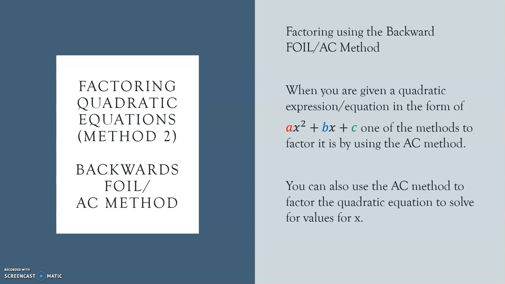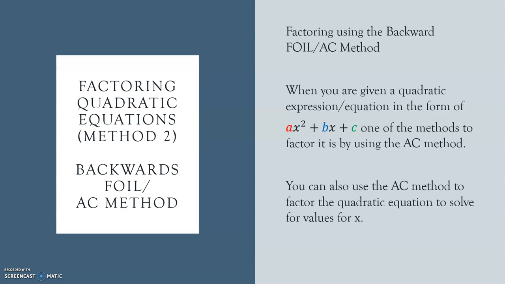In the previous video, we were introduced to quadratic equations, what the standard form of quadratic equations looks like, and the first method on how to factor quadratic equations. The first method being you factor out the greatest common factor. Now, you will not always be lucky to be able to find a greatest common factor and factor it out. So, method number 2 for factoring quadratic equations is called the backwards FOIL or the AC method.